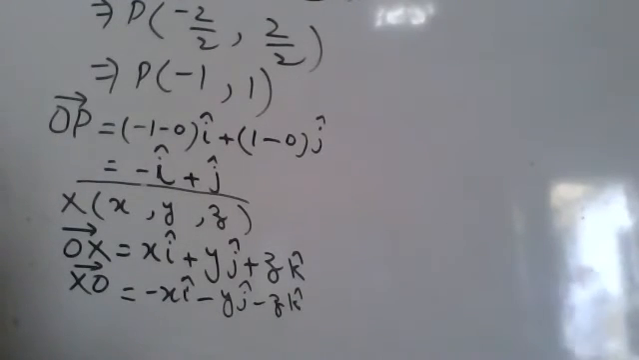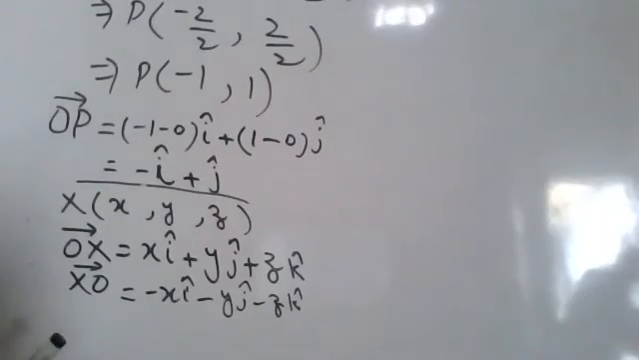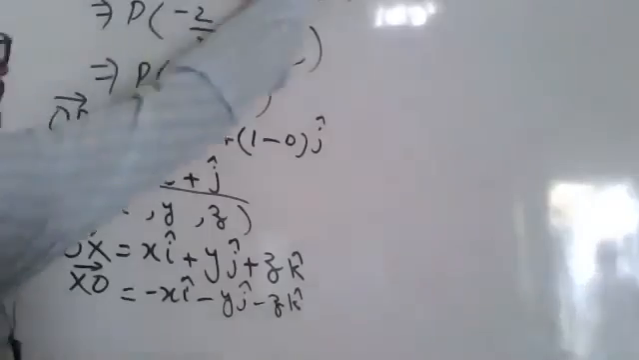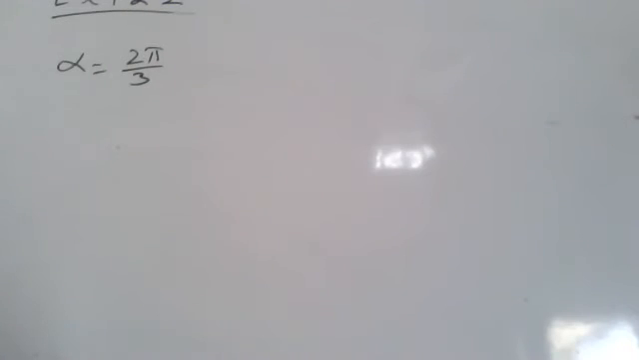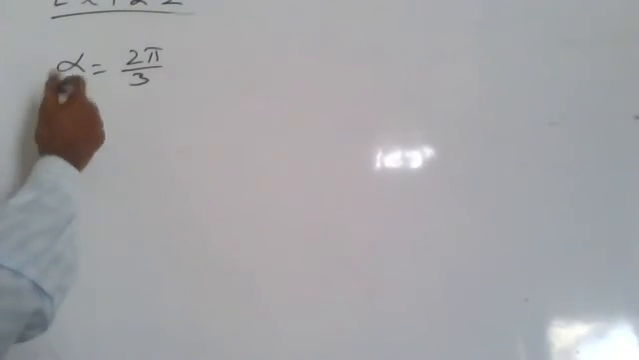So first of all, we'll find the vector which is making an angle theta with the x-axis. So angle alpha is given. With the x-axis means alpha is given. So angle alpha is equal to 2 pi by 3. We have to find the unit vector, the magnitude should be equal to 1. So we will find the vector.